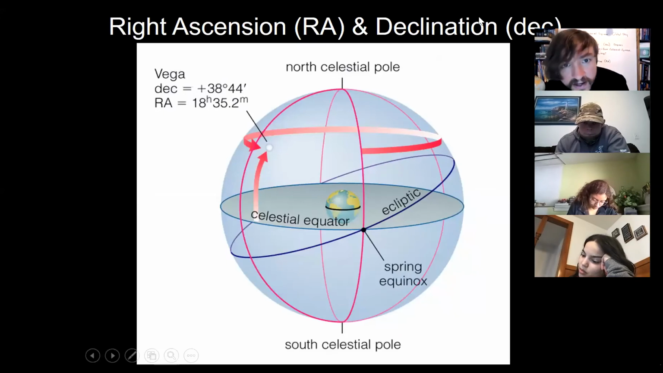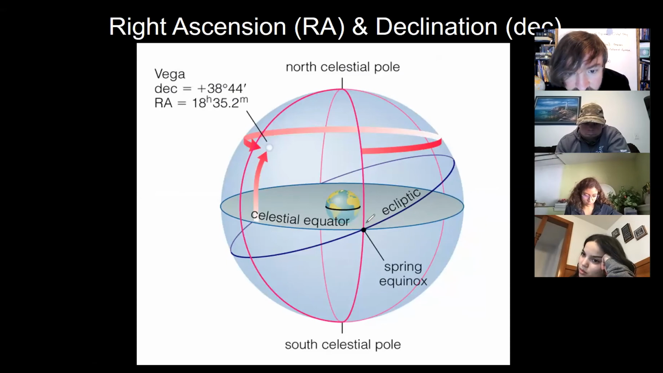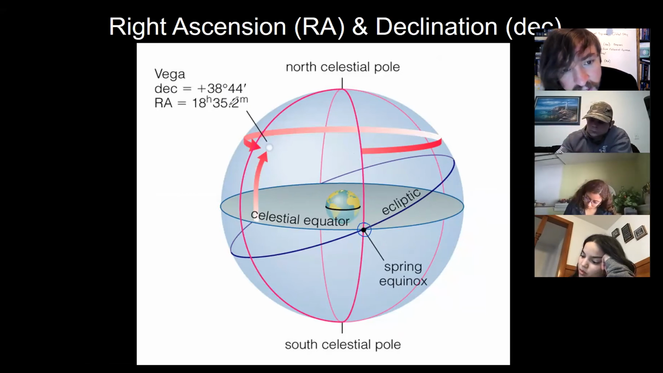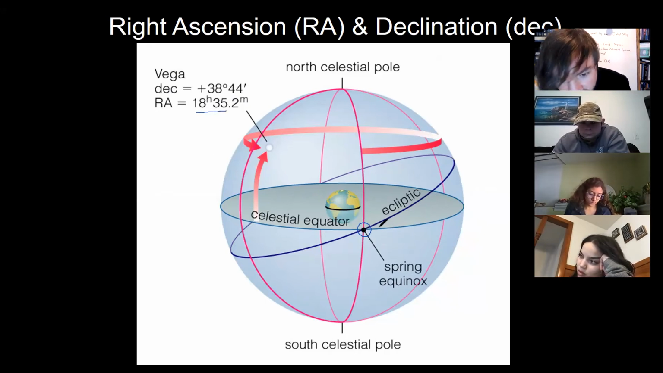The spring equinox is a point on the globe where the ecliptic intersects the celestial equator. The ecliptic, you'll remember, is the path that the sun makes around the sky throughout the year. So this point, the spring equinox, is where we're going to start our right ascension from. Instead of measuring it in degrees, we're going to measure it in hours and minutes in a 24-hour clock, and we're going to do it eastward.